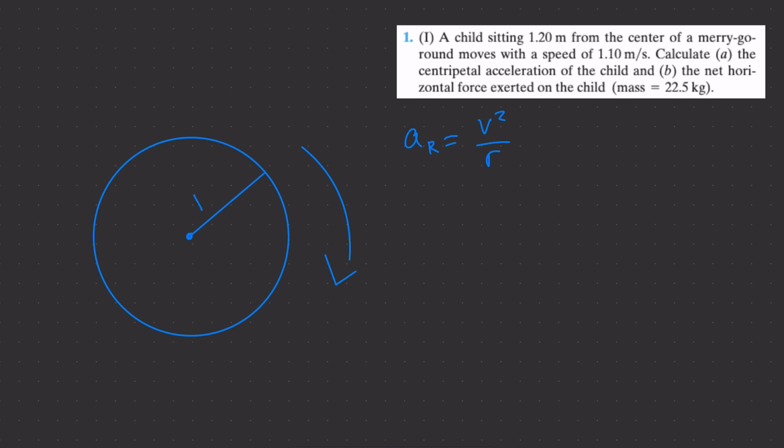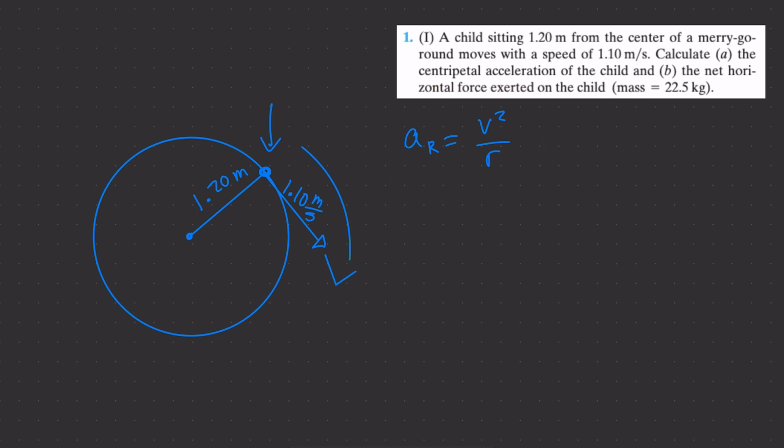So if I label the radius of this circle, it'll have to be 1.20 meters. At the same time, if we say that that child is sitting at this point, then they must have some velocity vector that is tangential to the circular path. So this arrow that I just drew should have a magnitude of 1.10 meters per second. Now, we should notice that that's all that we need in order to find the centripetal acceleration. We have velocity and we have the radius of the circular path.